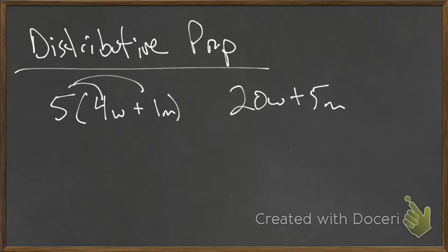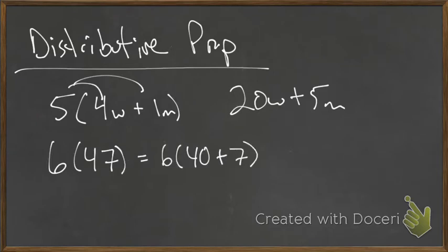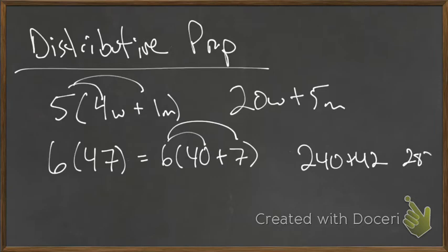Now, where it gets really cool with distributive property is this. You can do a lot of mental math, and I've already been teaching you some of it. Would you guys agree that this problem is the same thing as this problem? In the parentheses, I have a 47, right? Well, if I have 6 groups of 40 and 7, I can do 6 times 40, and I can do 6 times 7, and get a 282 pretty nice.